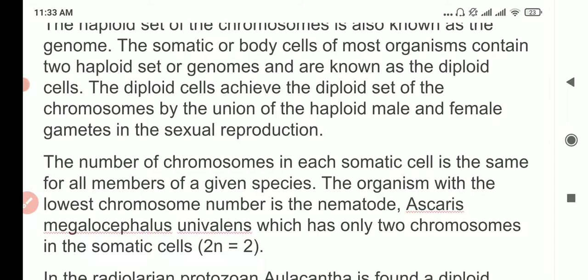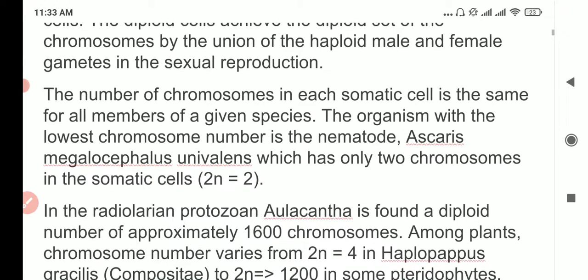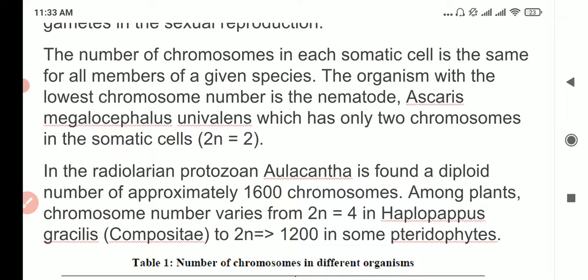So how does diploidy come? Diploidy comes when the genomes of a male and a female gamete fuse. So it gives rise to the diploid genome, or they get the diploid set of chromosomes. The number of chromosomes of each somatic cell is the same for all members of a given species. The organism with the lowest chromosome number is the nematode.